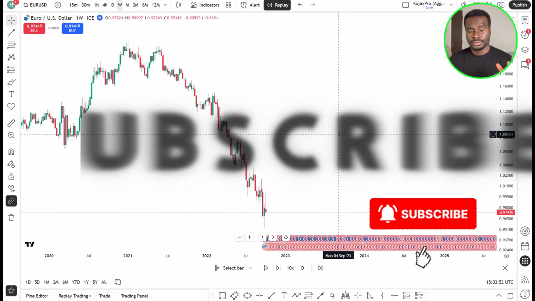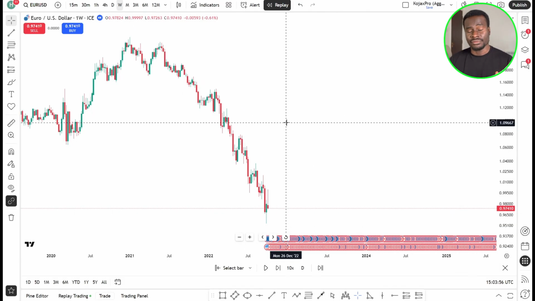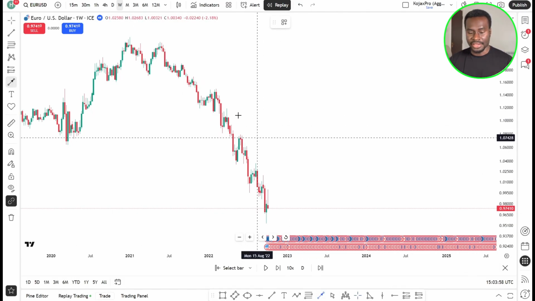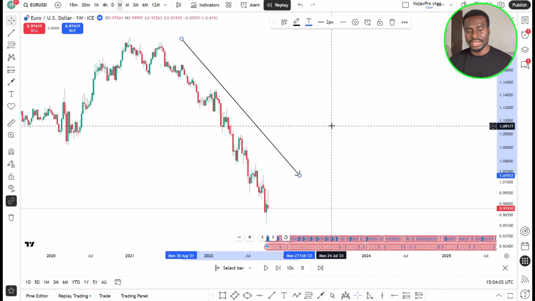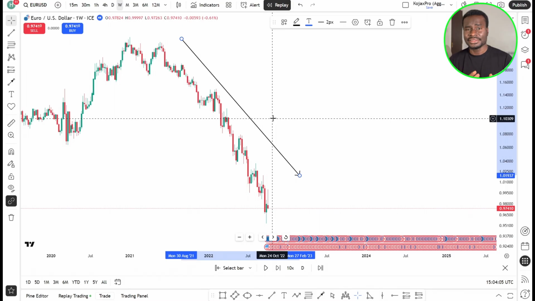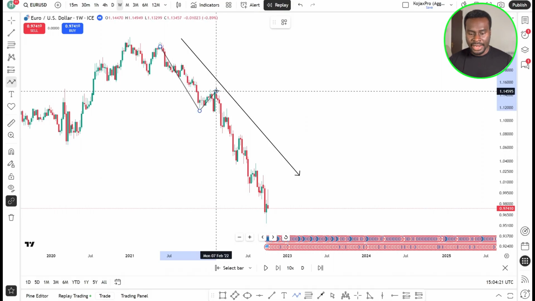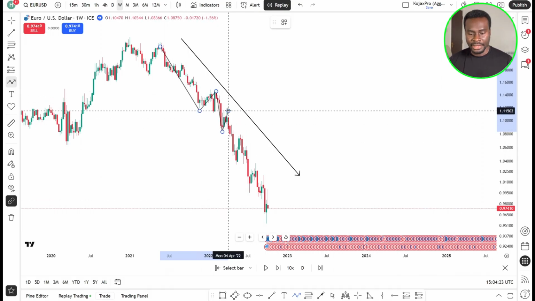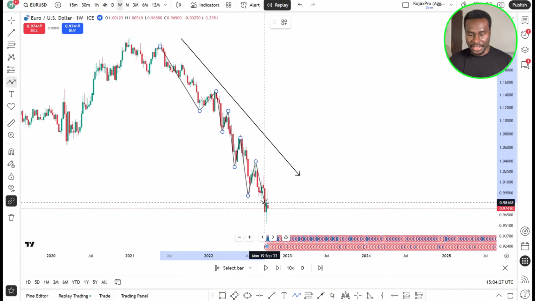For example, taking a look at this chart, this was Euro USD and its movement over time. Now you can see clearly that the market was moving downward. So this market particularly has a characteristic that is attached to it, given that it's a downtrend. In this case, we are having a lower low and a lower high, a lower low and a lower high, all the way down.